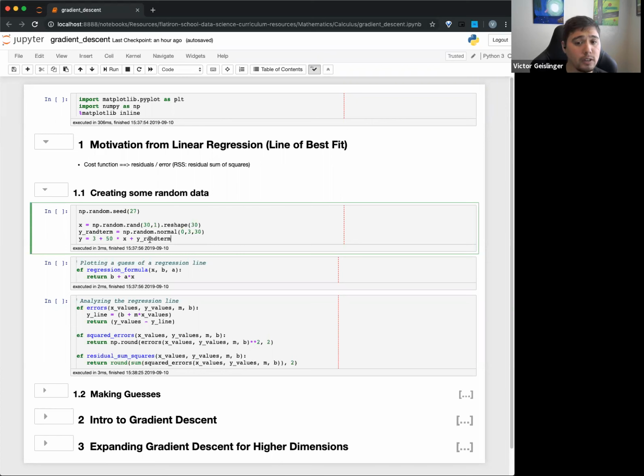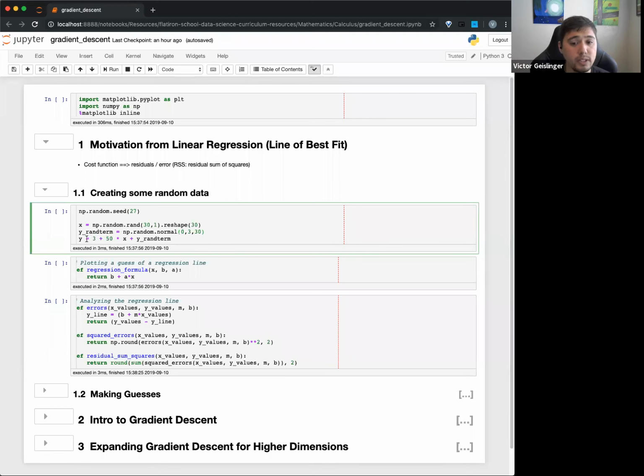I'm going to create some random data here, and as we saw before with generating data, we can generate a linear regression looking data set. Here I'm pulling out 30 random data points. They're normally distributed with a mean of 0, so they're going to be centered on 0, and a standard deviation of 3. So it's going to vary a little bit here and there.